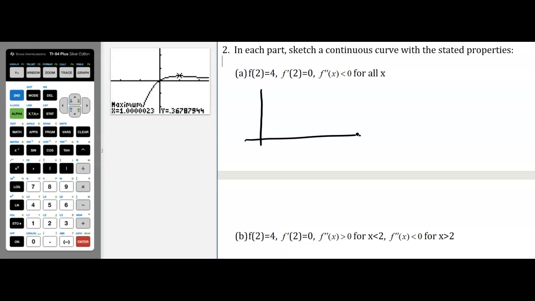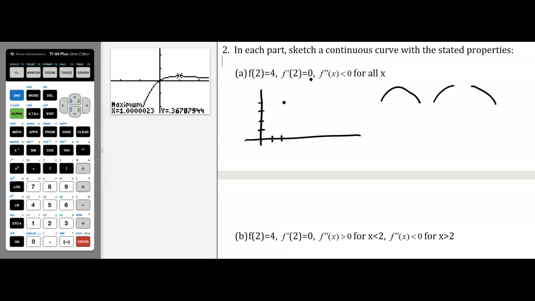And so I've got the point 2, 4. So 1, 2, 3, 4. And so here's my point. And I know that the derivative is equal to 0 here, and that the function is always concave down. So when I think of a concave down function, a lot of times I think of functions that kind of look like this. But remember, just because it's concave down doesn't necessarily mean that it's got to go up and down. It could be that. It could also be just this piece.